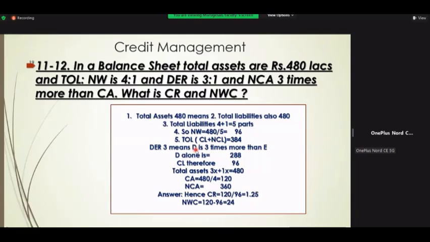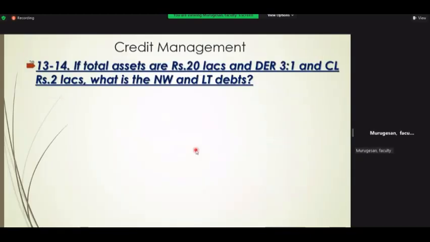Now, question 13, 14, and now is an interesting question. Your total assets are 20 lakh. Debt ratio 3 is to 1. Current liability is only 2 lakhs. What is the NWO? What is the LTD? 2 mark question. What is the net worth? What is the long term debts?